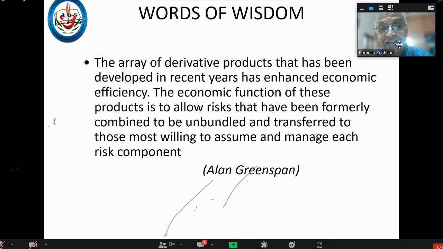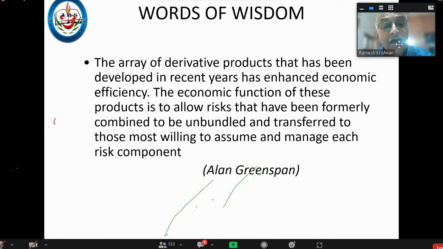This is by Alan Greenspan. He was the earlier Fed Reserve chairman for long, till the age of 82 or so. Then came Ben Bernanke and now Jerome Powell. Like that, like our Raghuram Rajan and then Urjit Patel and then Shaktikanta Das. So like that, you should know who is the Fed Reserve chairman. He was one of the long-reigning Fed Reserve governors, Alan Greenspan.